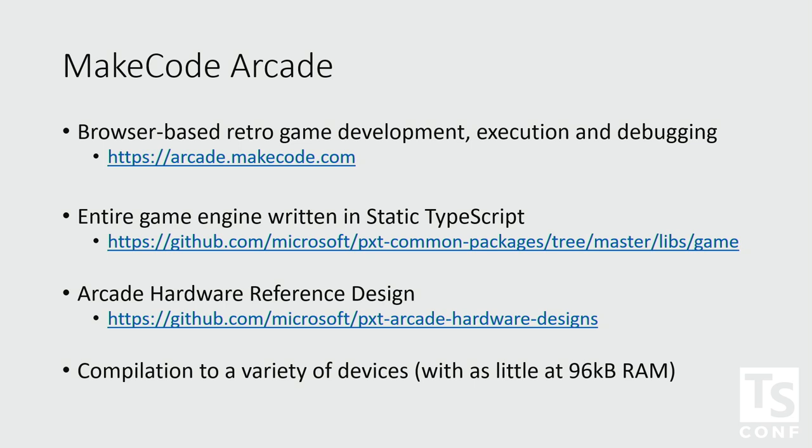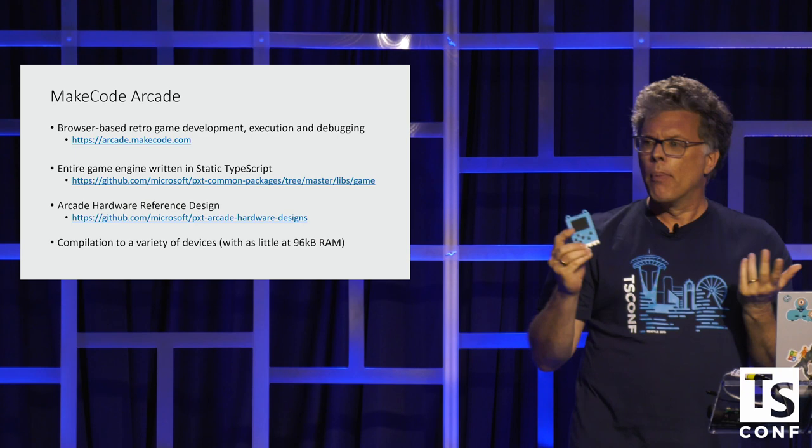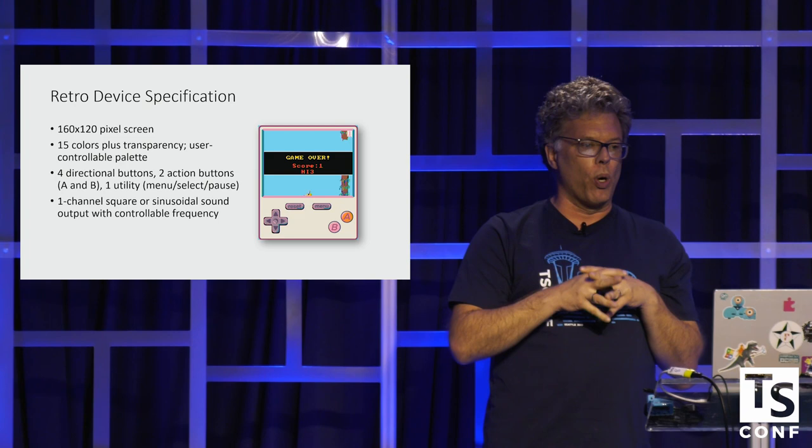Furthermore, we defined a reference design for the retro gaming platform. Any hardware manufacturer who makes a board compatible with that design, it'll just work with our website, and then we can compile. The games require a little bit more memory, still under 100 kilobytes of RAM. This little guy has, I think, 96 kilobytes, and we run just fine there. The retro device is 160 by 120 pixels, 15 colors.